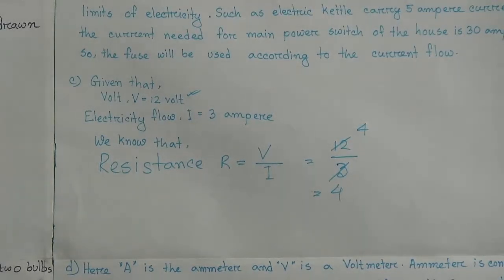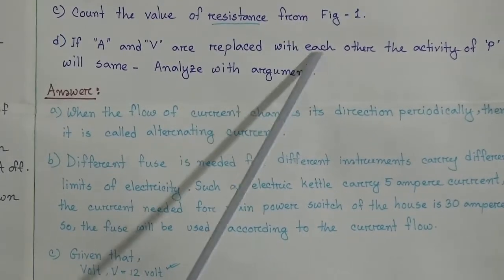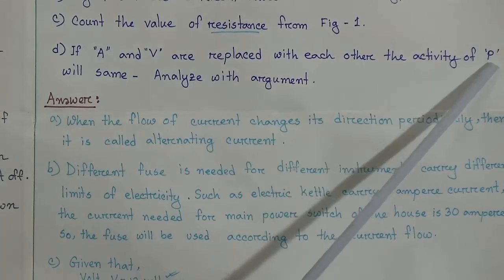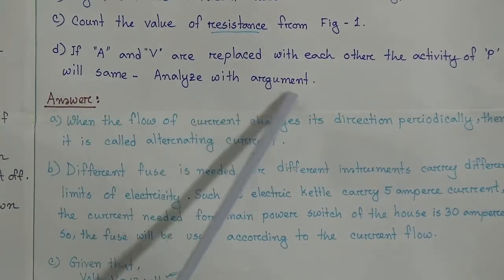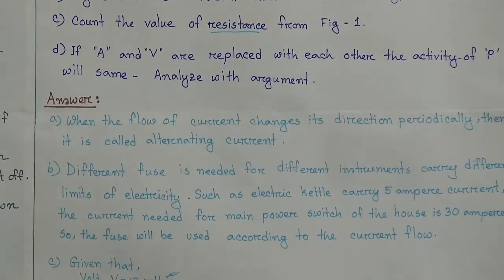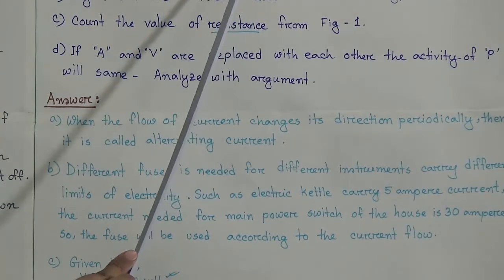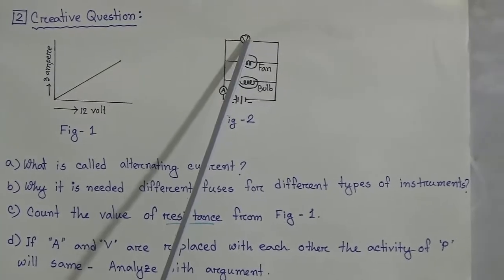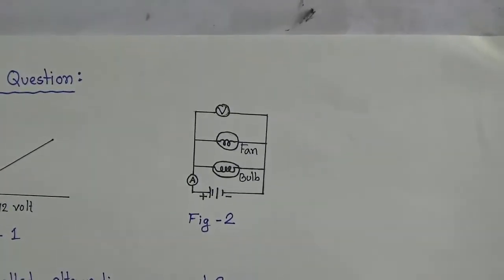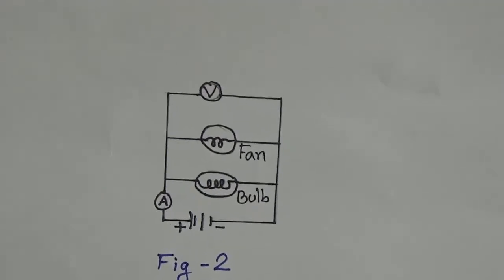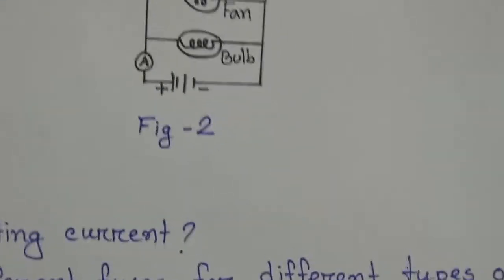Now go to the last question. If A and V are replaced with each other, the activity of P will be the same. Analyze the argument. First we have to go to the figure. See, here A is the ammeter and here V is the voltmeter. And if we change, what will happen? Now we will discuss this in the answer.